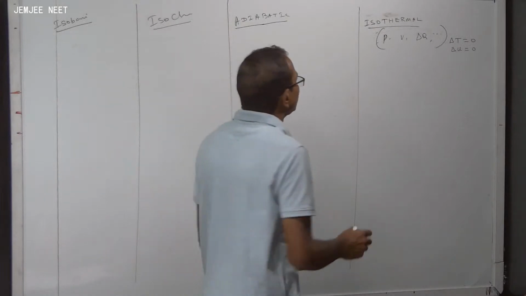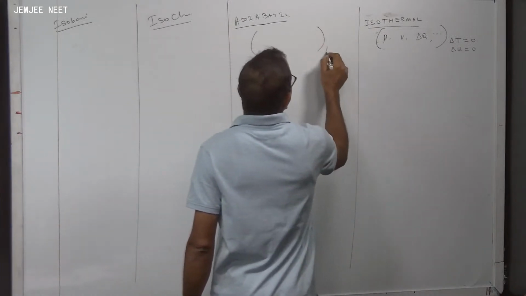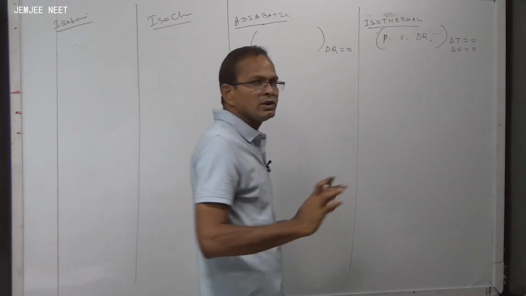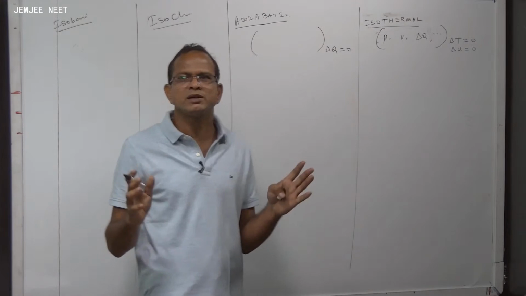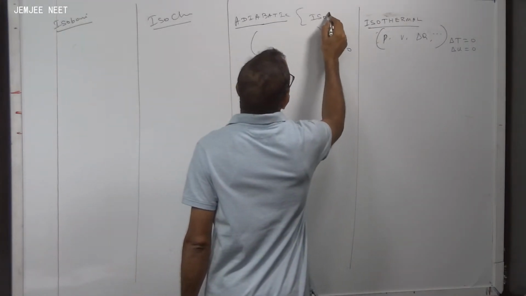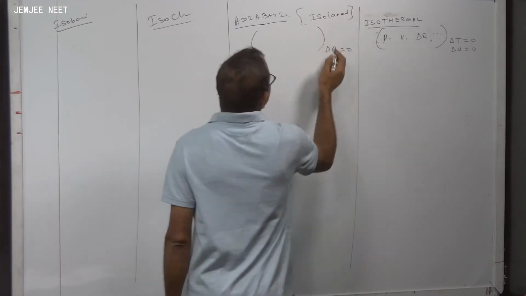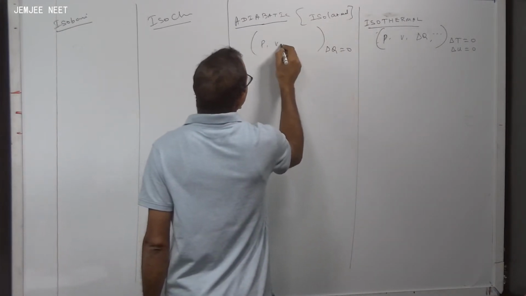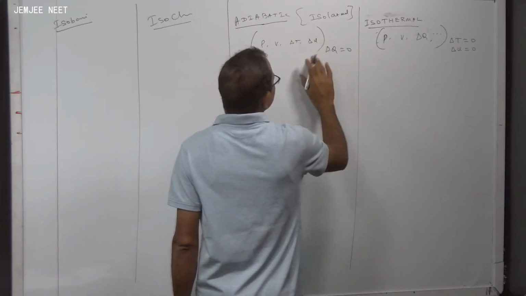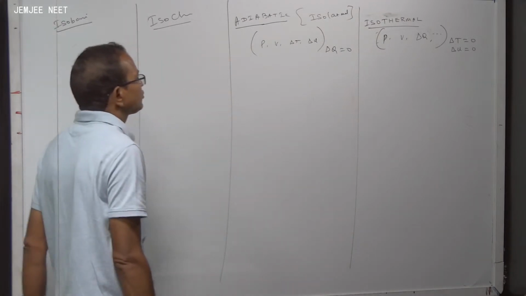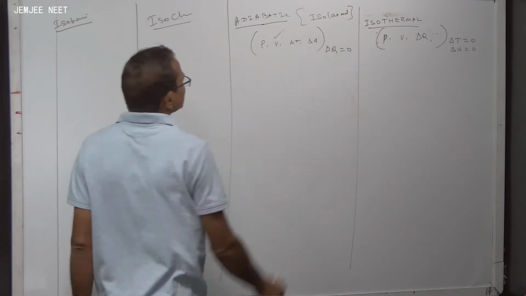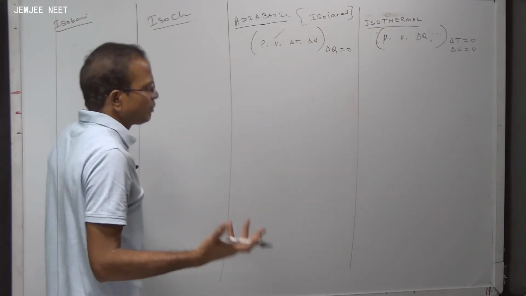Adiabatic, what should not change? You should not supply any heat. You should not put it on an LPG stove because it's an isolated system. Delta Q is 0. What else can change? Pressure can change, volume can change, even temperature and internal energy can change. Delta Q should be 0. Delta V is allowed to change. Adiabatic change is fine, right?